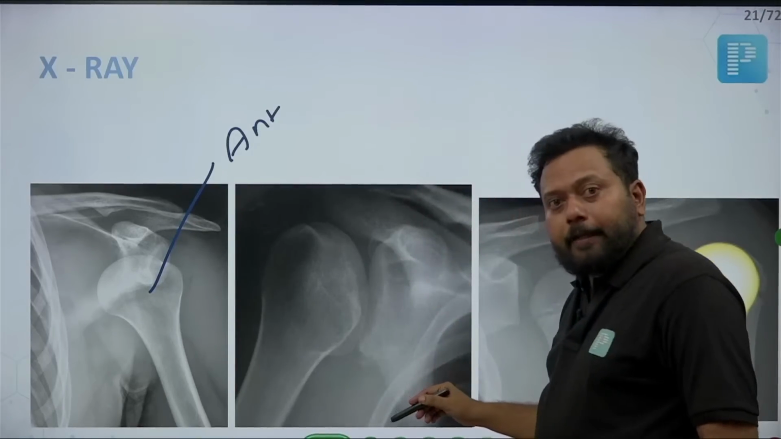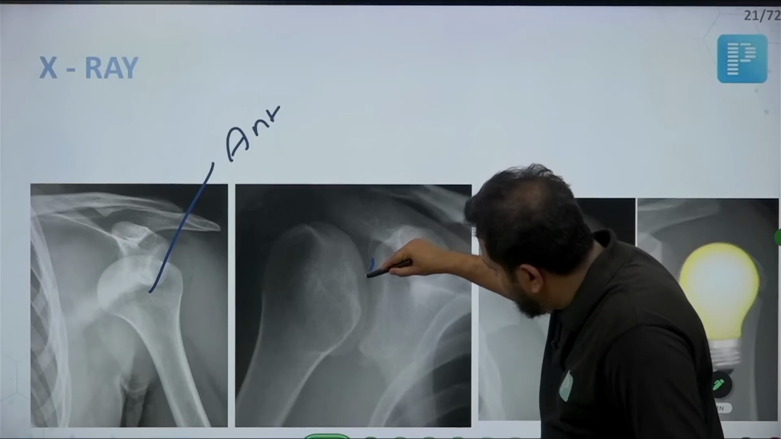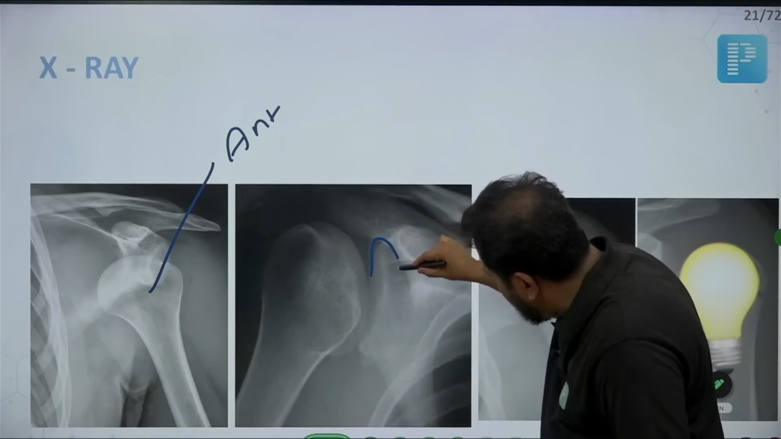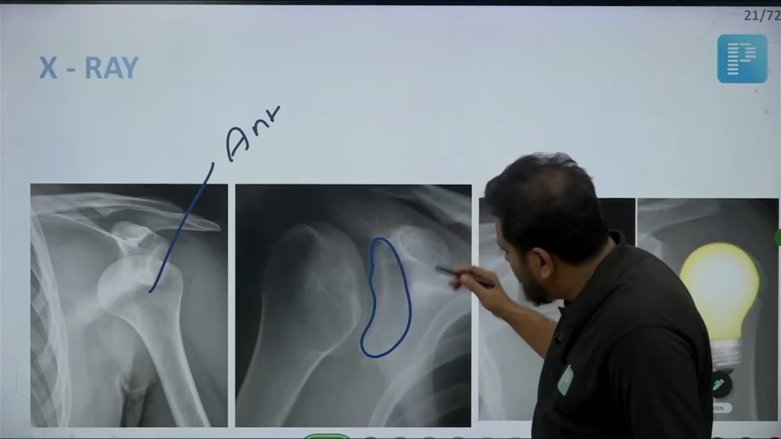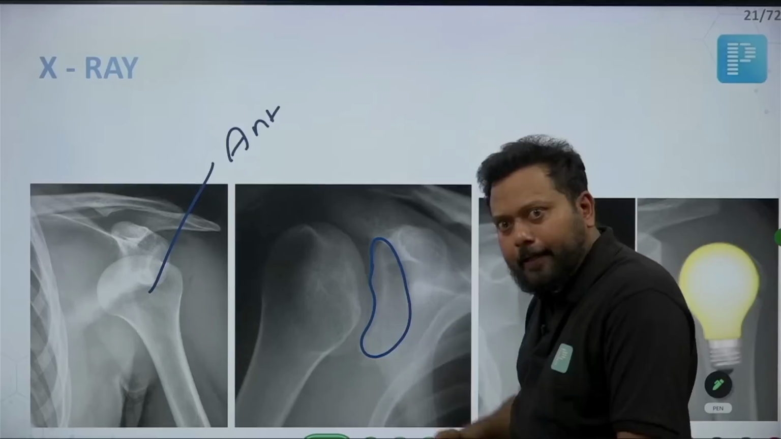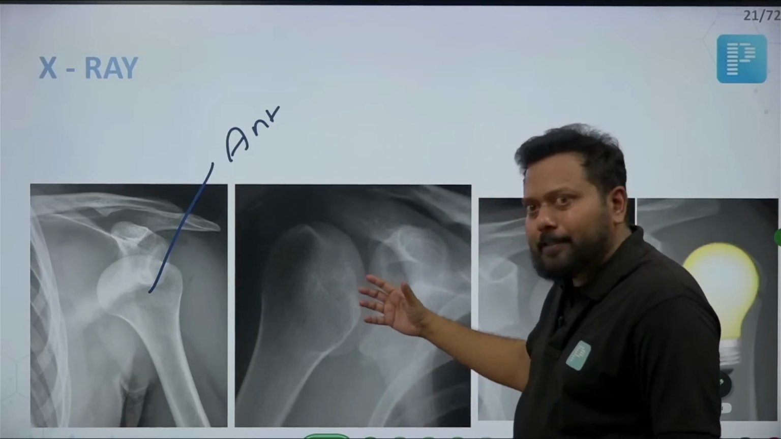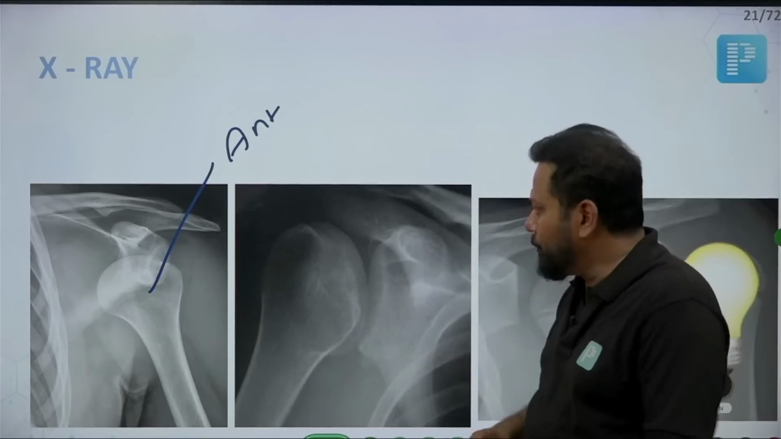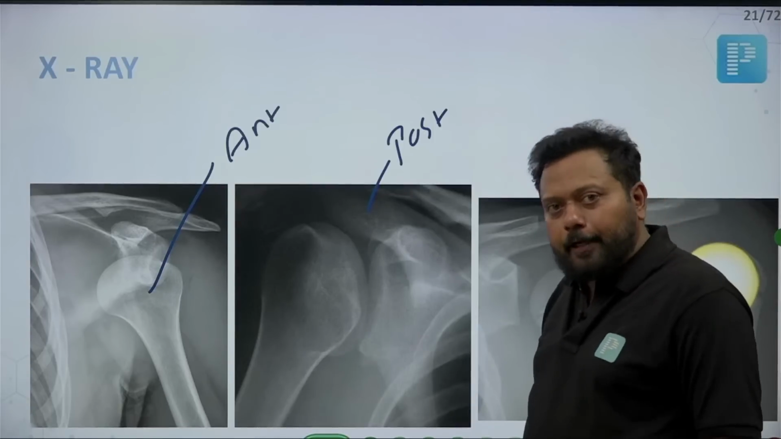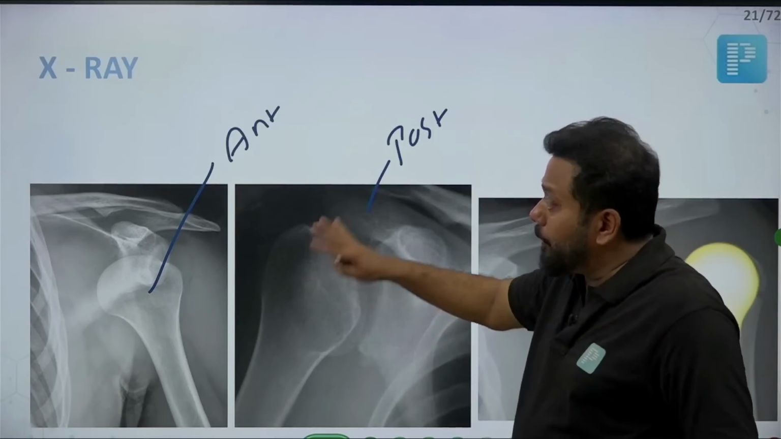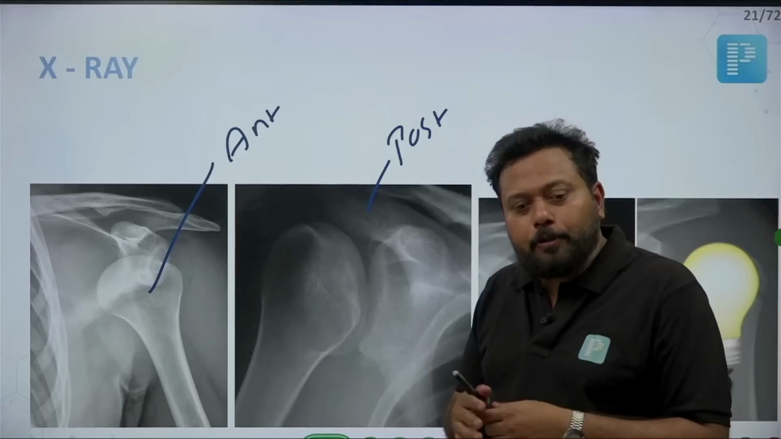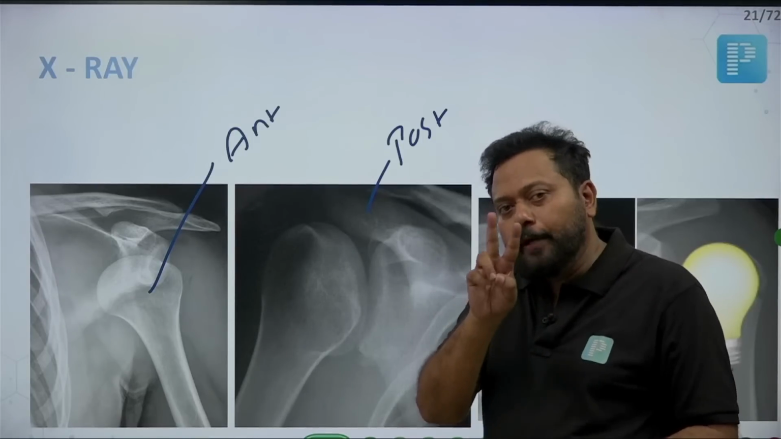In the next X-ray, I am able to see the glenoid cavity very clearly, separate. There is no superimposition of the head. The head is lying separately, which means the head of humerus is lying behind the glenoid cavity. So this is called posterior shoulder dislocation. Dear friends, anterior shoulder dislocation is the most common type, but there are no named signs for it. Posterior shoulder dislocation is a rare type, but it has two named X-ray signs.